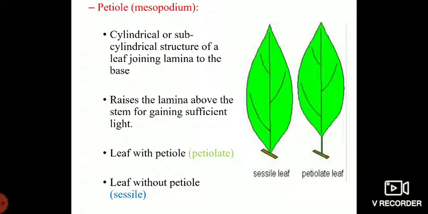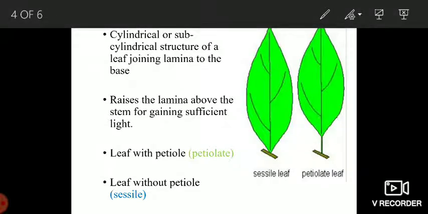Now the second part of a leaf is petiole or mesopodium. Petiole is cylindrical or subcylindrical structure of a leaf, and this part of the leaf, I mean petiole, it joins the lamina to the leaf base. Okay, and this petiole also raises the lamina above the stem to expose the leaf, to expose the lamina so that it can perceive more sunlight.